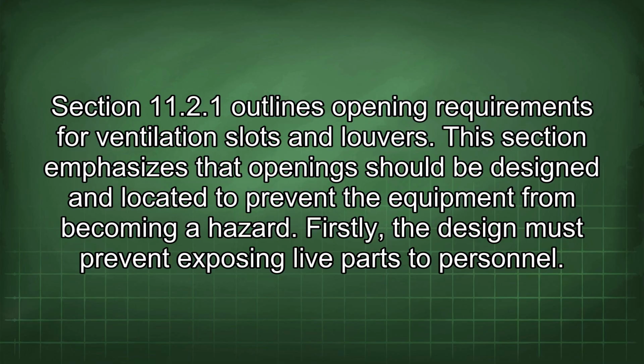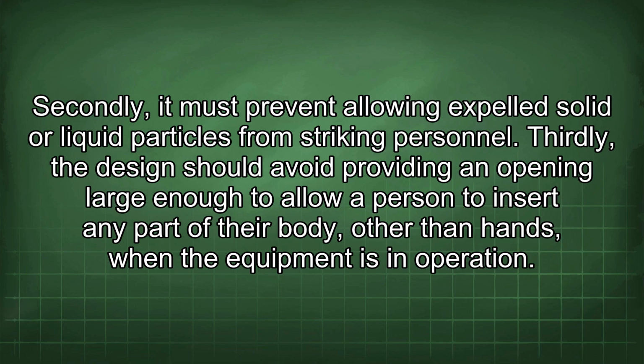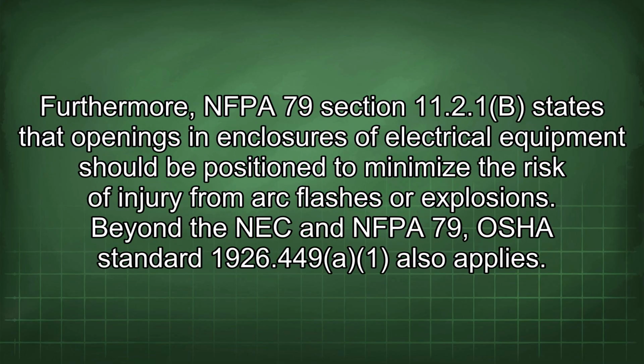Firstly, the design must prevent exposing live parts to personnel. Secondly, it must prevent allowing expelled solid or liquid particles from striking personnel. Thirdly, the design should avoid providing an opening large enough to allow a person to insert any part of their body, other than hands, when the equipment is in operation. Furthermore, NFPA 79 Section 11.21b states that openings in enclosures of electrical equipment should be positioned to minimize the risk of injury from arc flashes or explosions.